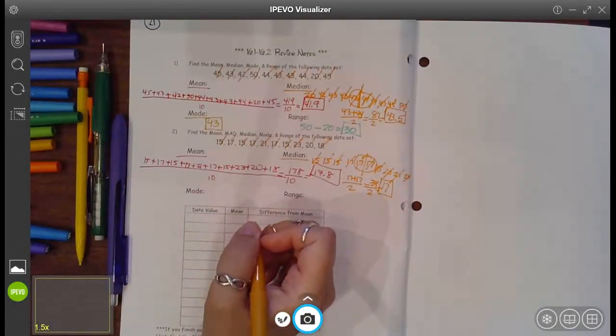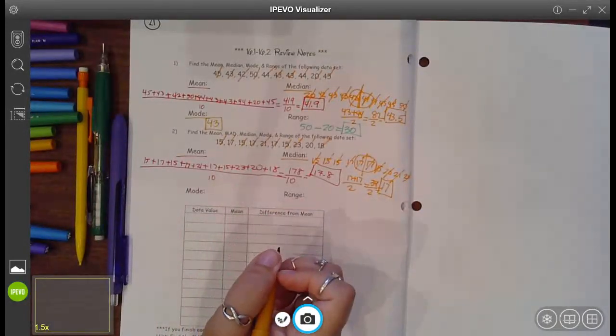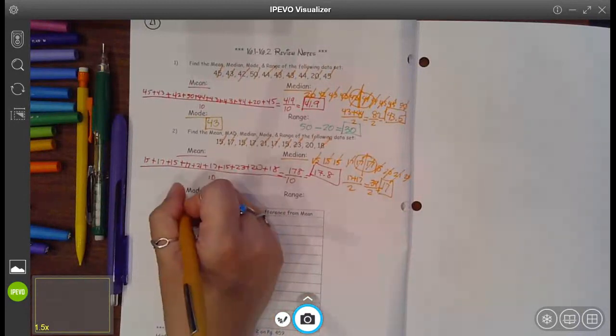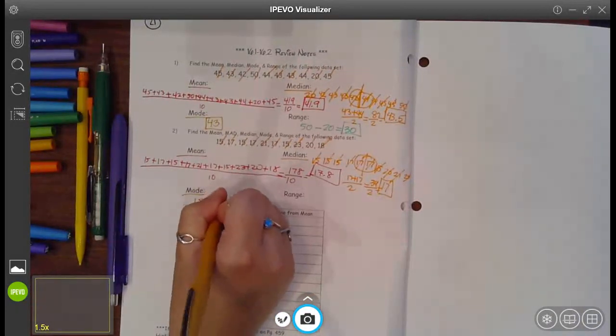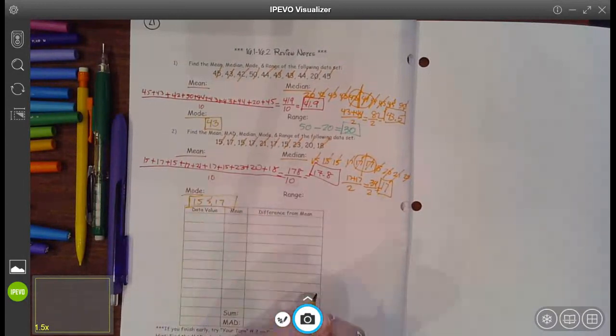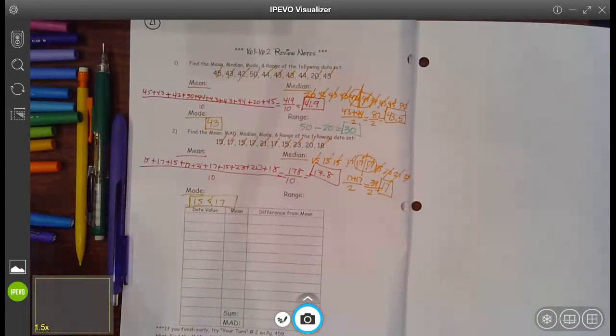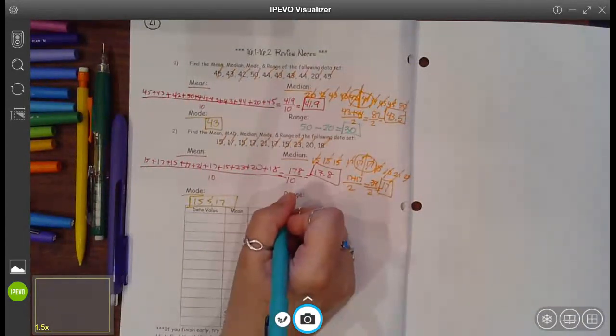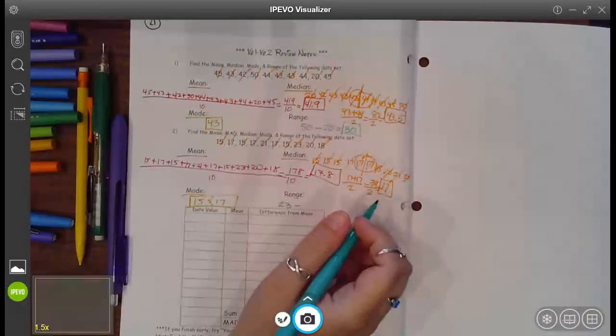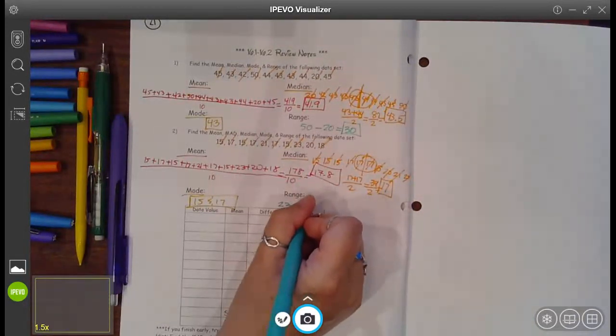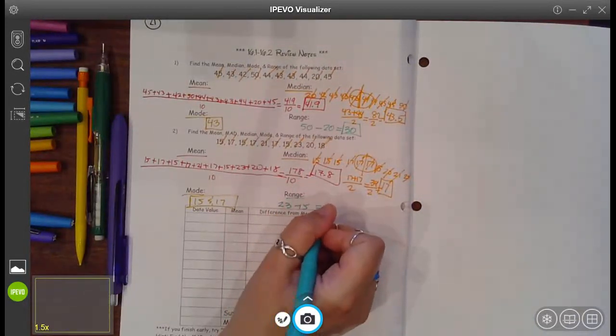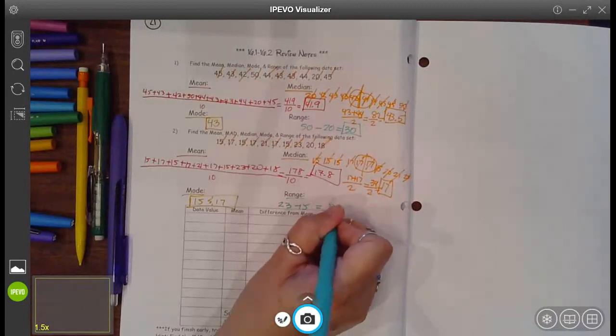Mode. Which one happened the most? 15 and 17, they both happen 3 times. So there's 2 modes for this one because these happen the same number of times. Range, the biggest was 23 in that data set. And then the smallest was 15. So when you do 23 minus 15, you get 8.